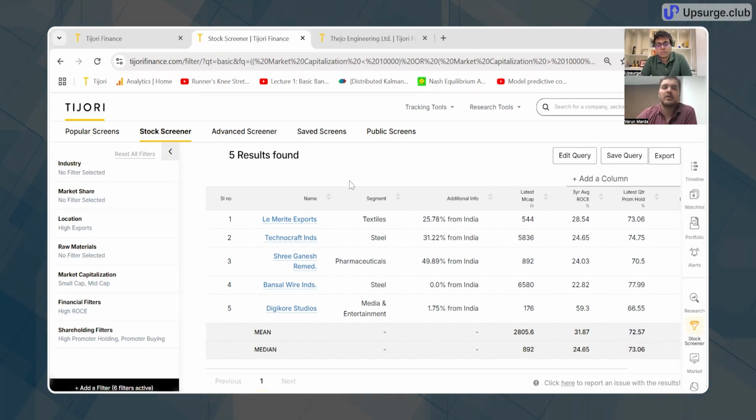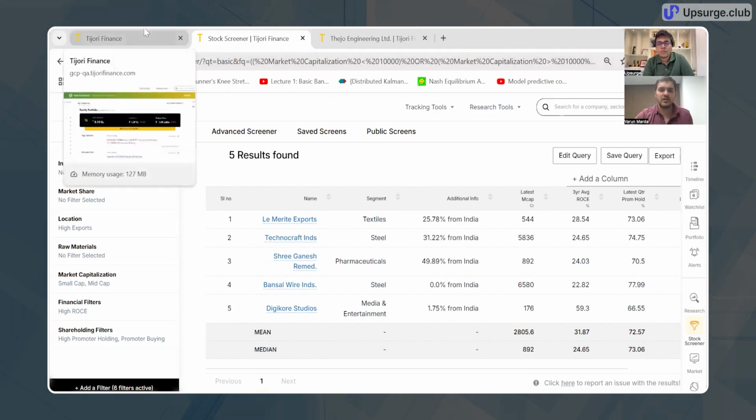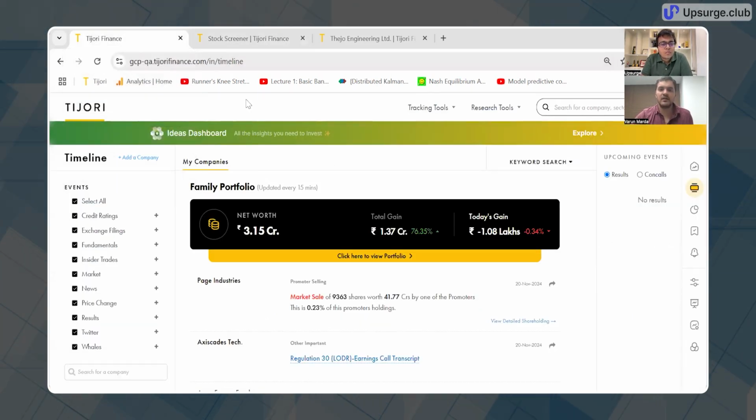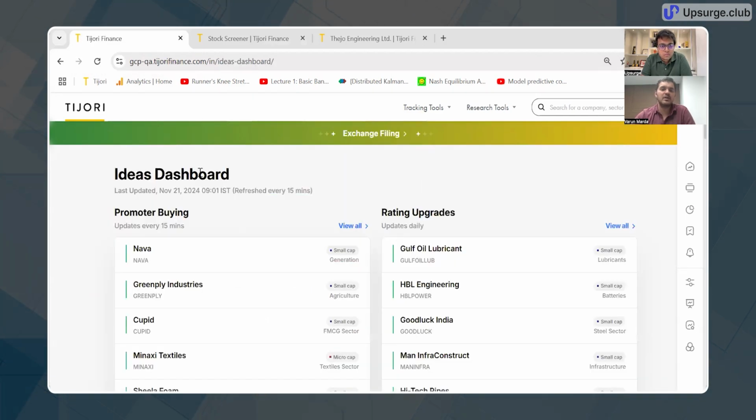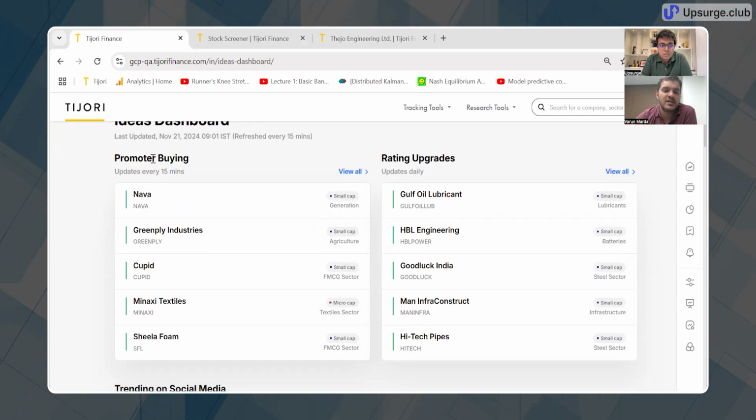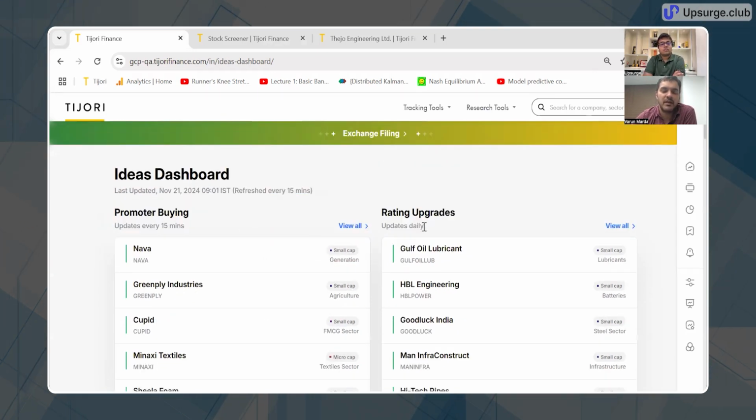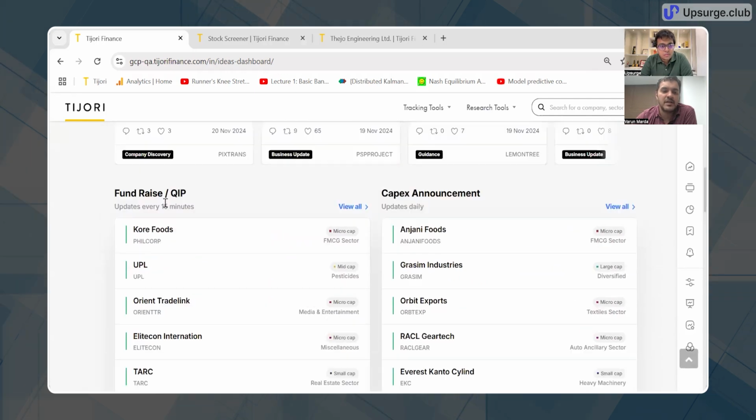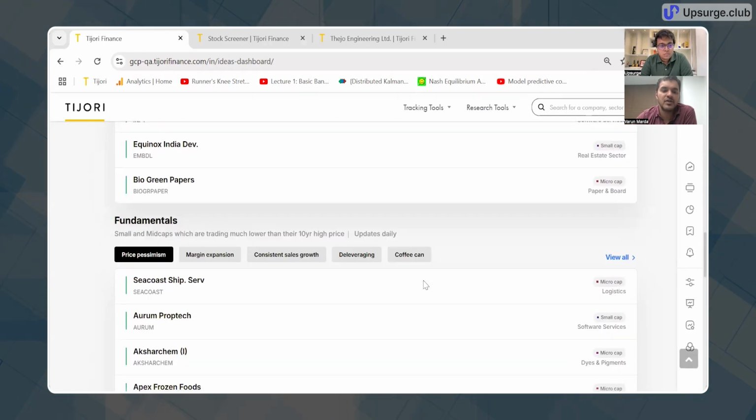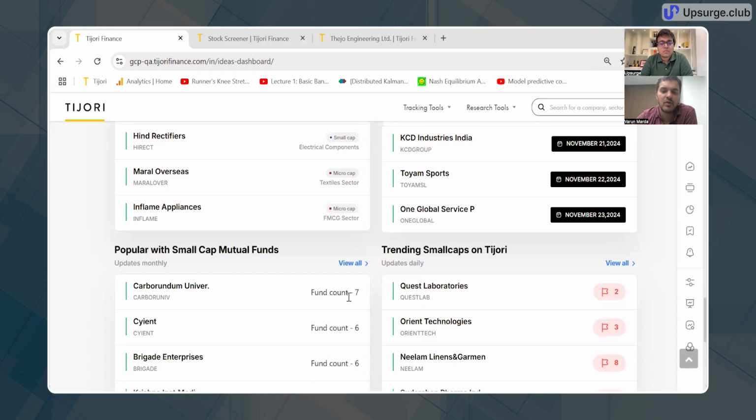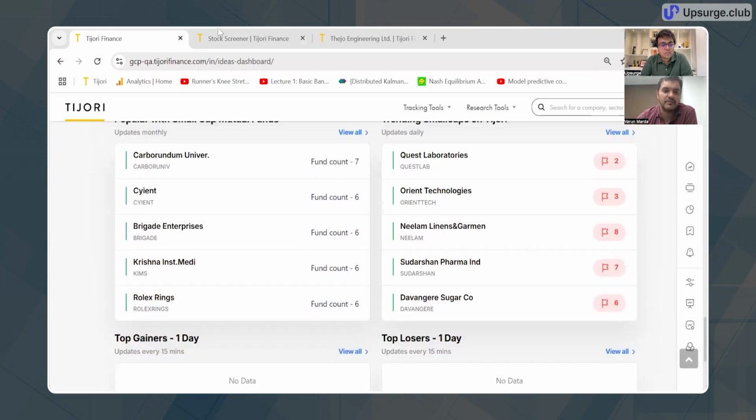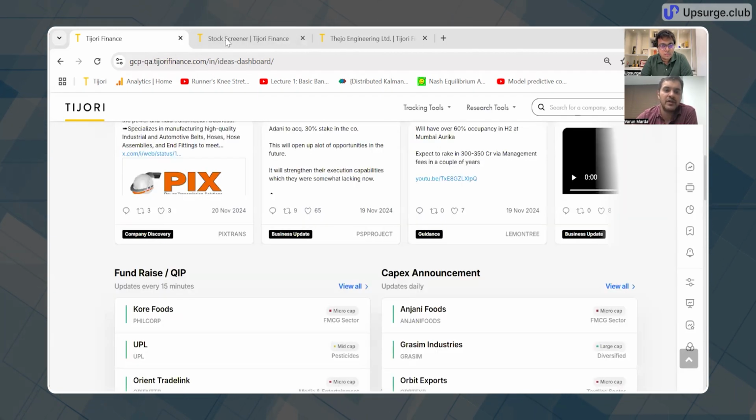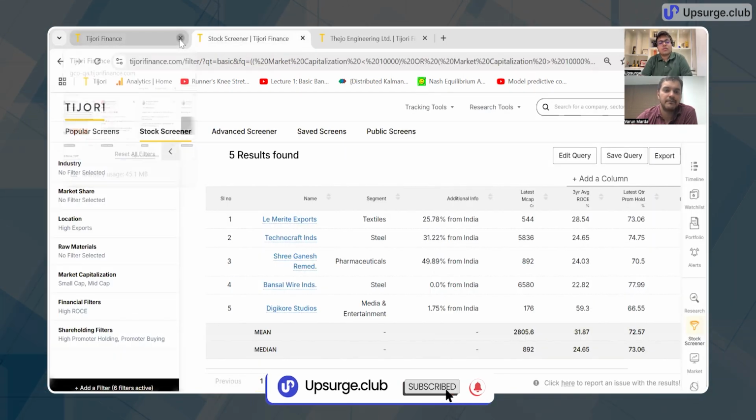I just want to show you a work in progress feature. I mean, this is not released, which is this. We're putting it all together in one place. It's called this ideas dashboard. So basically, this is a page just of widgets. It'll just tell you, in all these companies, promoters have been buying. In all these companies, rating agencies have upgraded them. These companies are trending on social media. All these companies are doing QIP, CAPEX, stuff like that. So you just get ideas that, okay, all these companies are trending. Maybe you'll want to look at one or two of them. But this is a work in progress feature. Maybe in the next few weeks it'll be out.